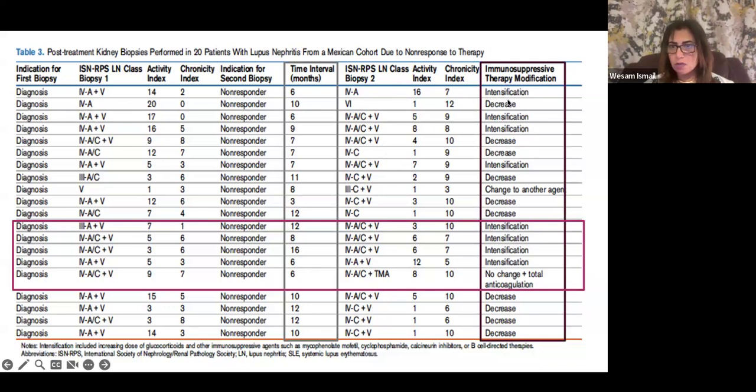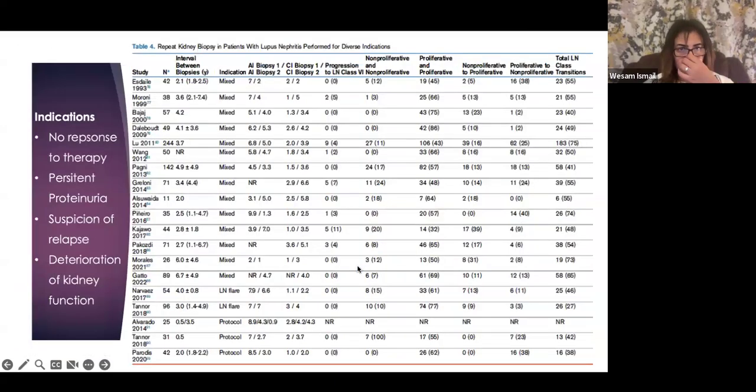So there was a decrease of the immunosuppression. Again, here, these patients became very chronic with a chronicity index of 10 and 9. So there was a decrease in the immunosuppression and so on. So actually, what was happening is that we had so many changes. Based on the second biopsy, there were changes in the immunosuppressive therapy, as well as changes which were actually seen in the biopsy.